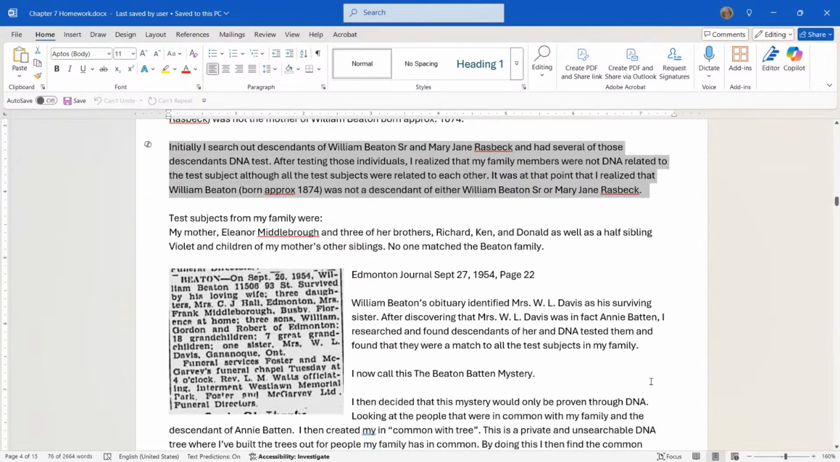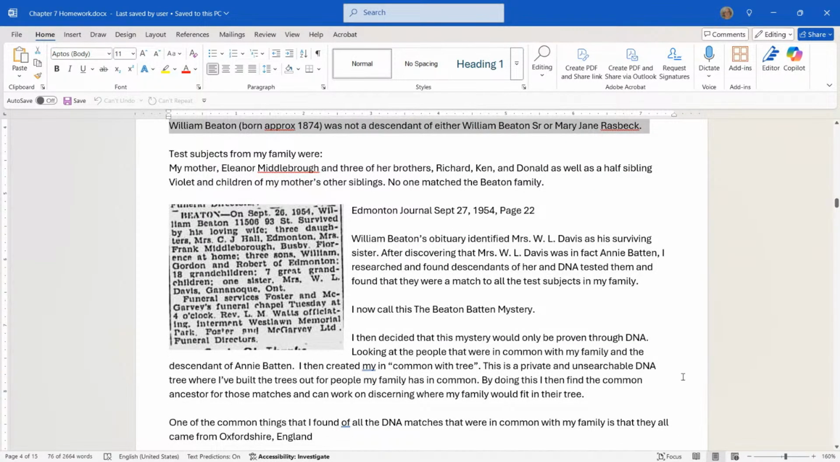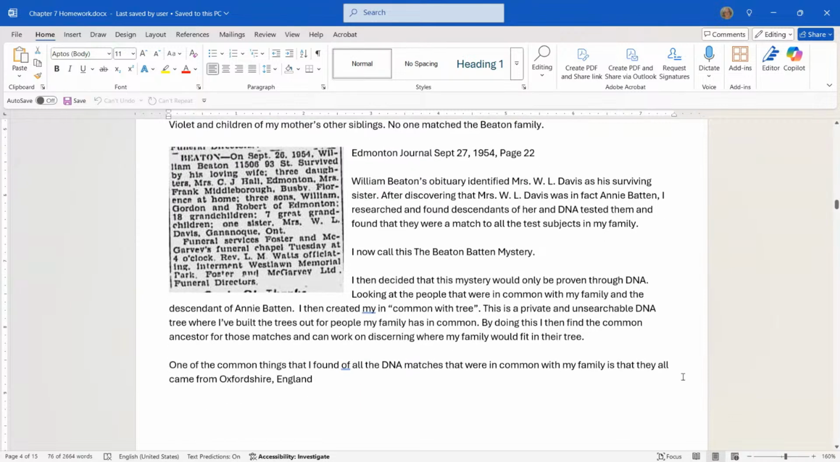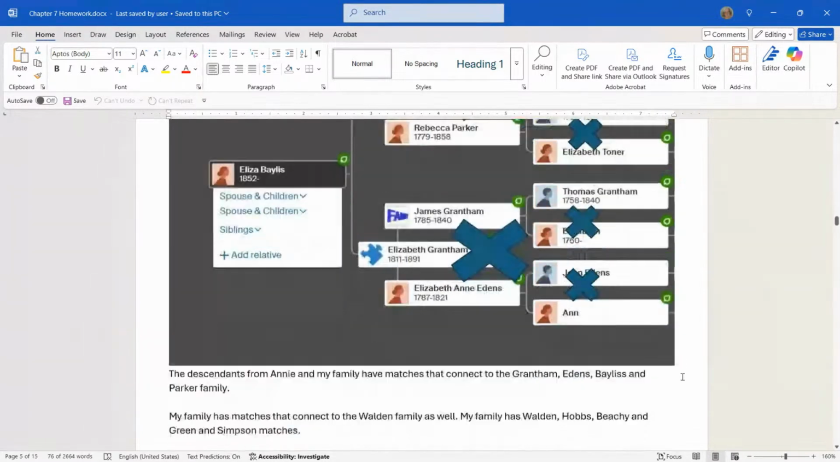And so I've tested everybody in my family, all my mother's siblings, and if not her siblings, then their children, and no one matched anybody in the Beaton family. Period. Just nobody. So then of course, along the way, William Beaton is my most difficult ancestor. And anyway, in his obituary, it mentions that.